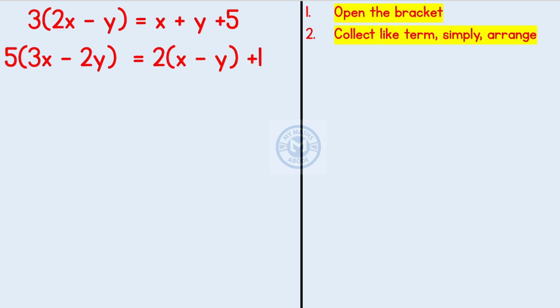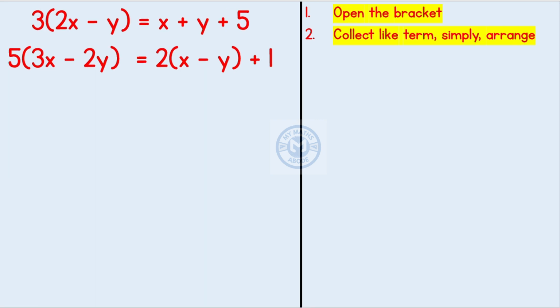Let's try this one out too. This is also an equation with brackets. At this point, you can pause the video, try this one out, and know if you actually get the answer. Then know if your answer is actually correct. So for this one, we are going to label this equation 1 and this equation 2.